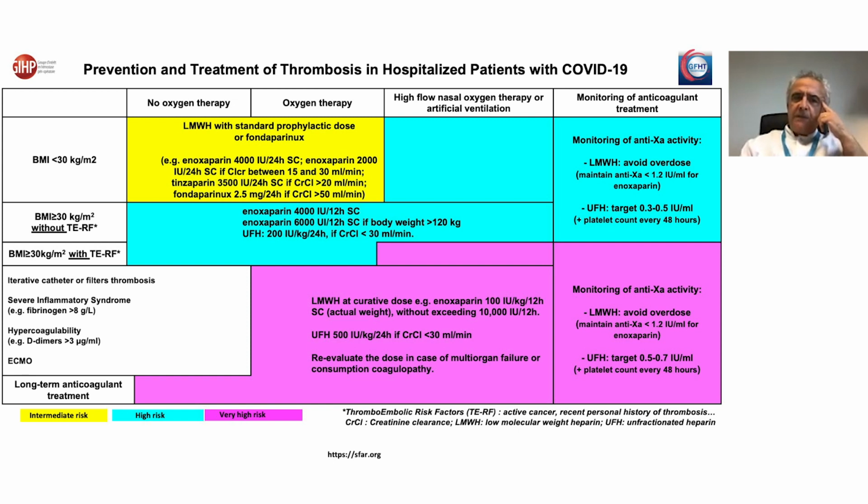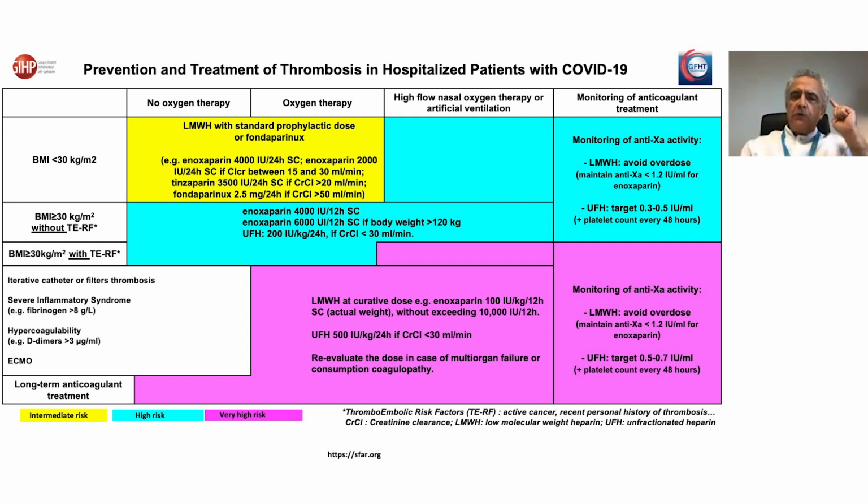If the patient has a BMI higher than 30, with or without other risk factors for thromboembolism, such as cancer or a history of thrombosis, we suggest to use high dose of prophylactic anticoagulant. Those doses are a little bit higher than guidelines on bariatric surgery, for example. So it's in between usual standard prophylactic doses and therapeutic doses of anticoagulant.